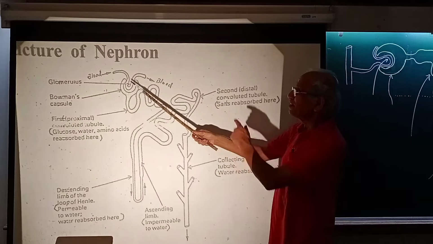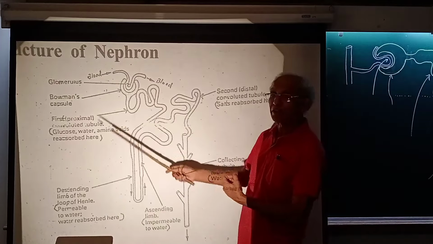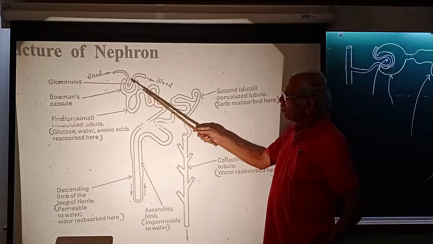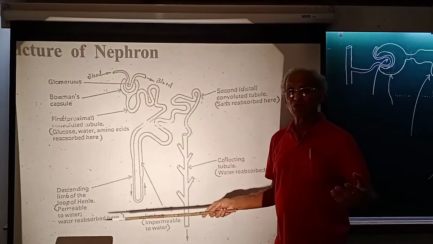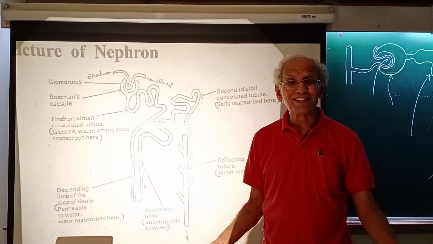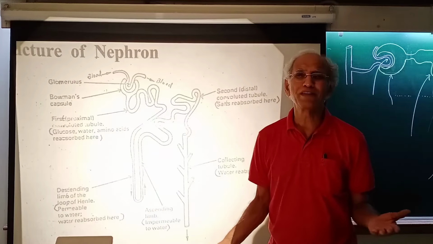Glomerulus surrounded by a cup-like portion known as Bowman's capsule. Do you know what is commonly being termed glomerulus plus Bowman's capsule? It is being called as Malpighian body. Malpighi was a great European scientist.